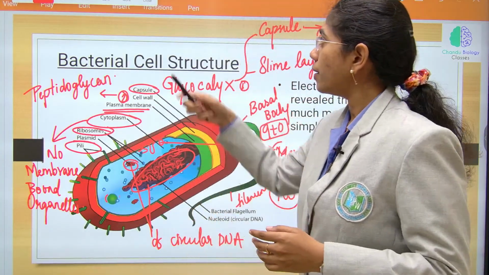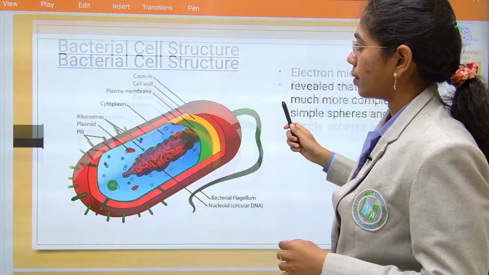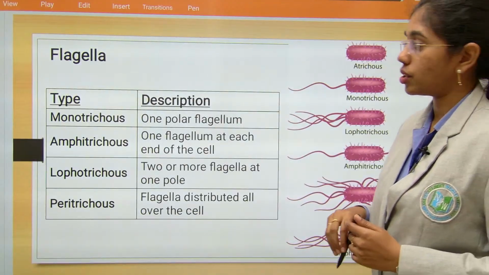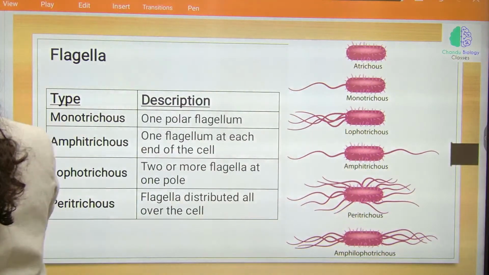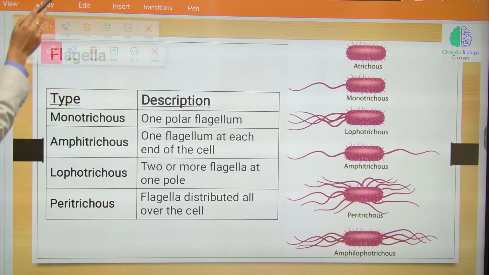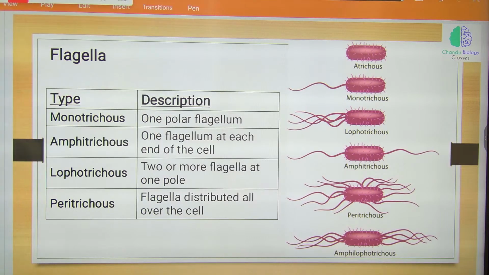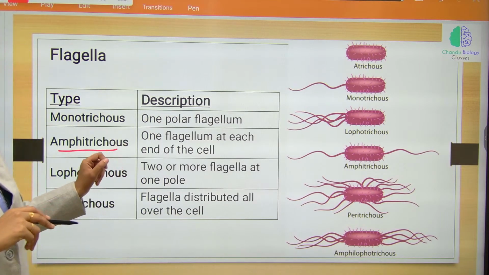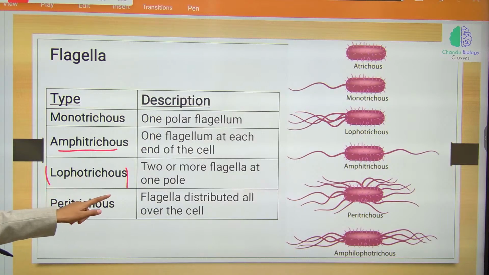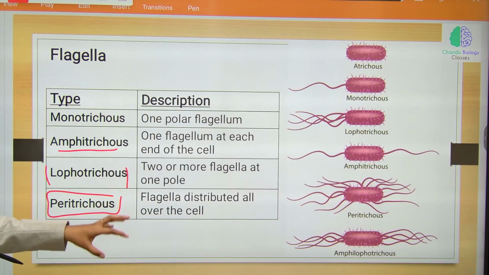Okay. Now you look into the number of flagella it has. Monotrichous, one polar flagellum. Amphitrichous, one flagellum at each end. Lophotrichous, 2 or more flagella at one pole. Peritrichous, flagella distributed all over the cell.